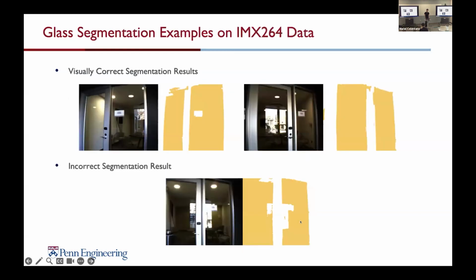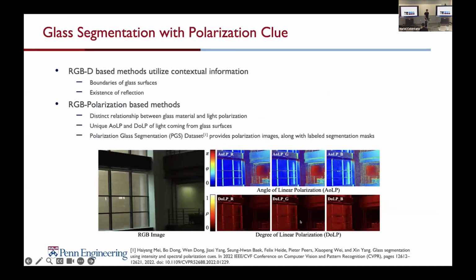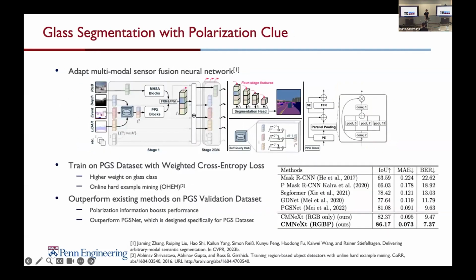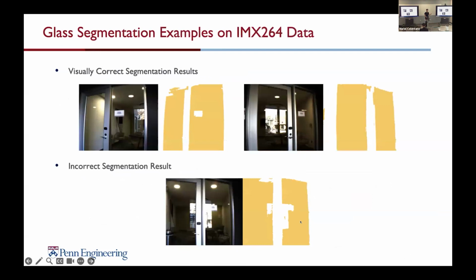Yeah. You train on that, is that dataset part of your validation dataset? No, so the PGS dataset comes with a training part and a validation part. So I train on the training dataset. These validation results come from the validation dataset of the PGS dataset, and this is the testing data I collected myself.